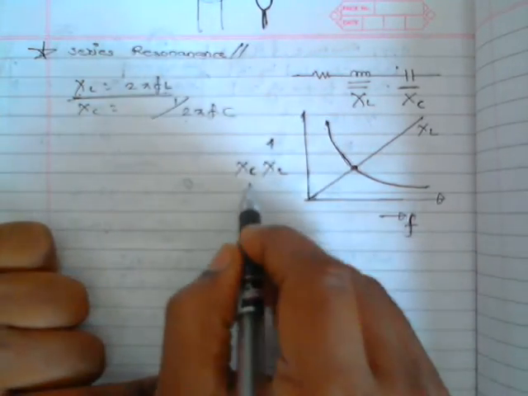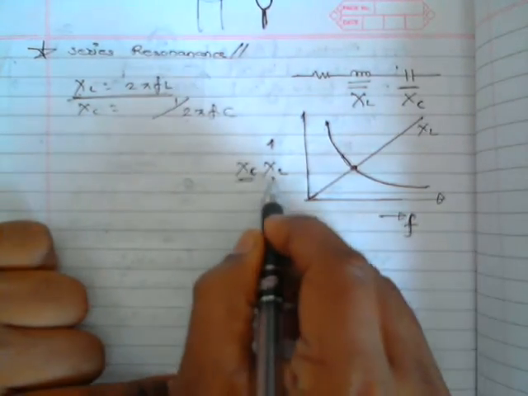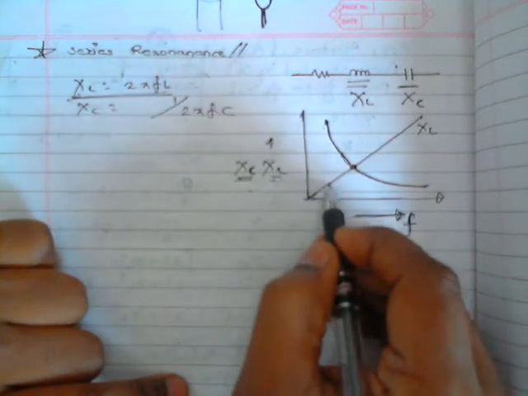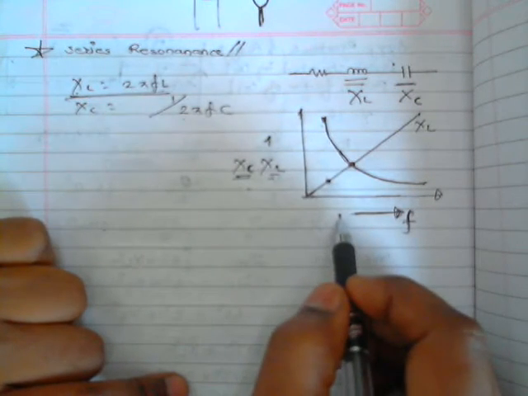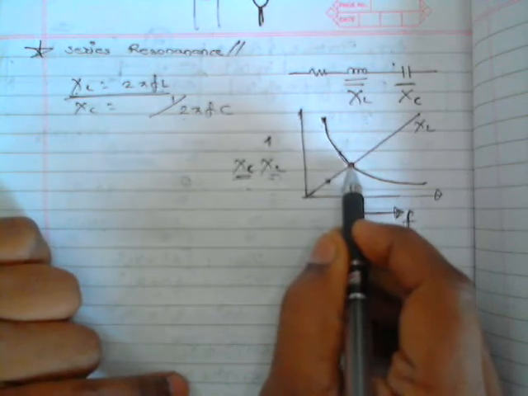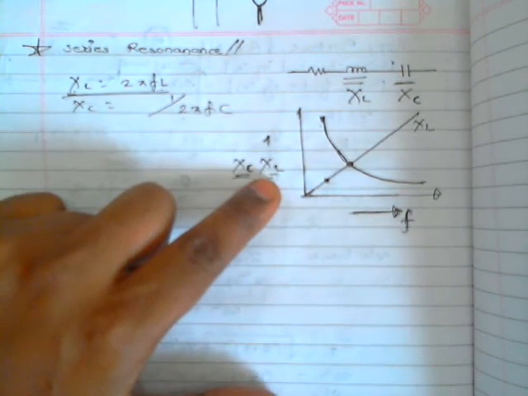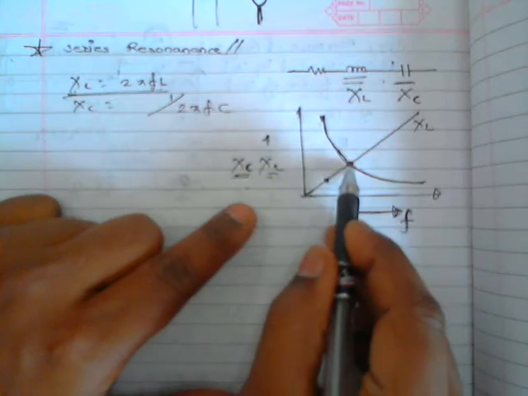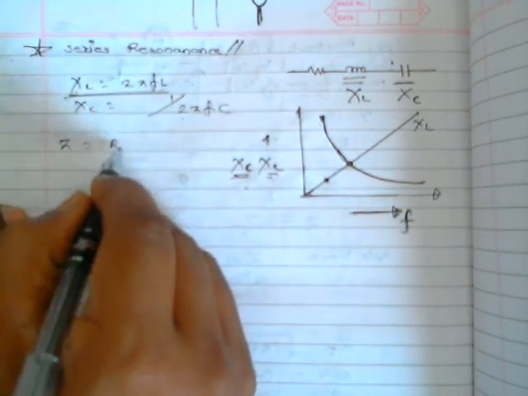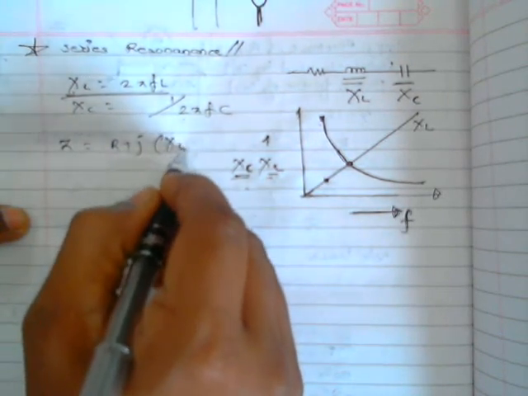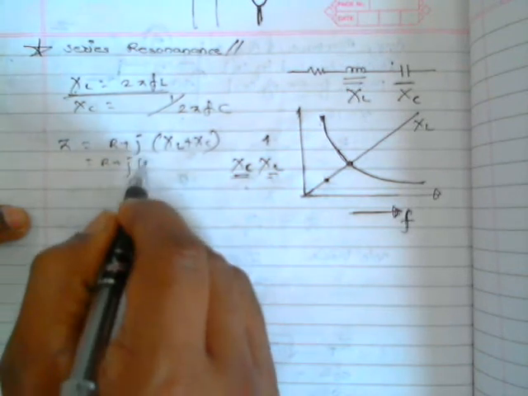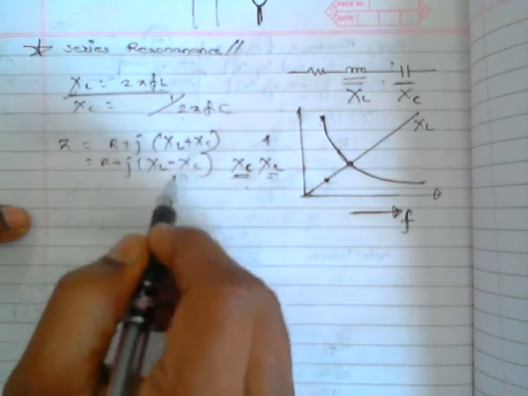It means if a circuit has both XL and XC, and if I go on increasing frequency, say this is XL and this is XC, a point will come when XL will become equal to XC. Are you getting? A point will come when XL becomes equal to XC, and at that time what will happen? Z is given as R plus j(XL minus XC), right? R plus j(XL minus XC).